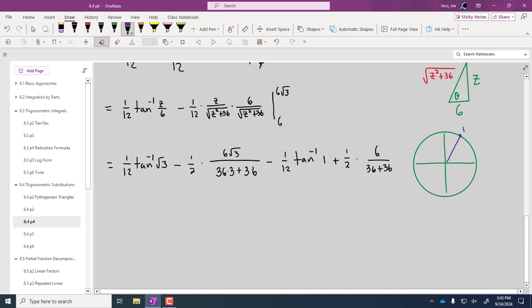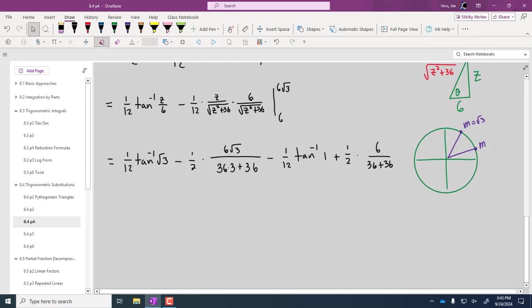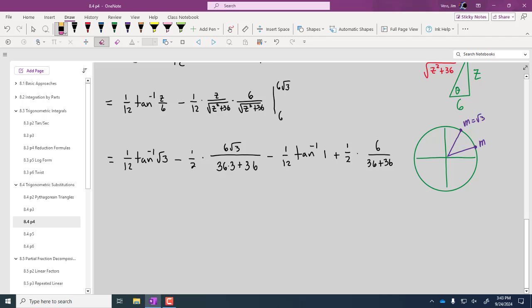This one here at pi over 3 has slope of root 3. This one at pi over 6 has slope of root 3 over 3. So inverse tangent of root 3 is pi over 3. Inverse tangent of root 3 over 3 is pi over 6. Okay, so we're here. So we have the 12 multiplied by pi over 3 minus, that's going to be a 3 root 3 in the top. And in the bottom, we have 36 times 4, which is 144.